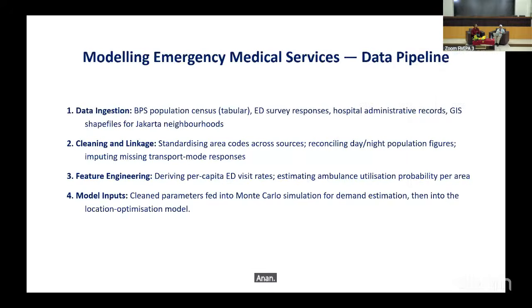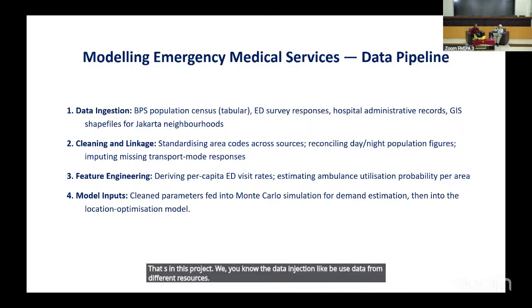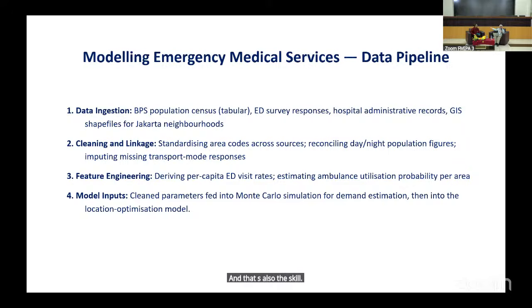For you, the relevance is probably in the data ingestion in this project: we use data from different sources and then combine them. That's also a skill. How do you combine data from BPS with the population data and break it down into kelurahan data, for example? That's a skill you will learn or already have. Then, how do we clean and link the data? Data from surveys, even though we were careful, is still not perfect. Even data collected by the government is not perfect. Some data is missing. How do we deal with that? And then feature engineering: how we create new variables from the data that we have, to be used in the simulation.